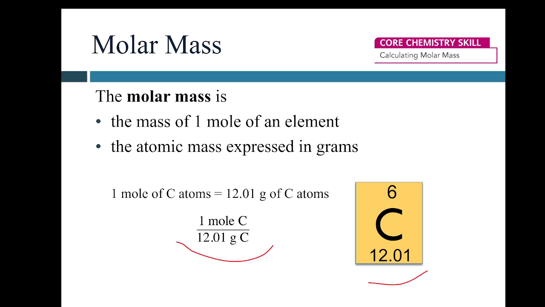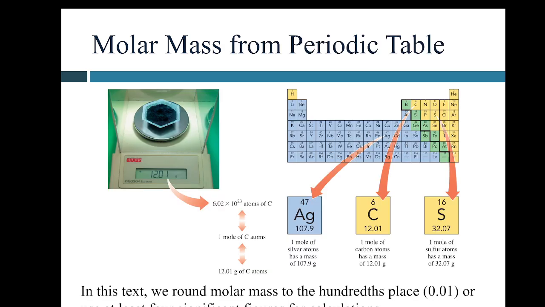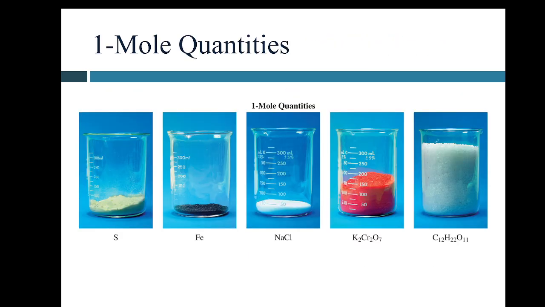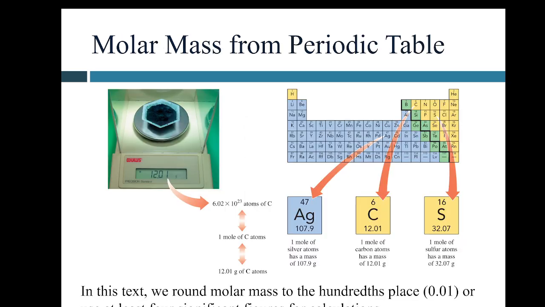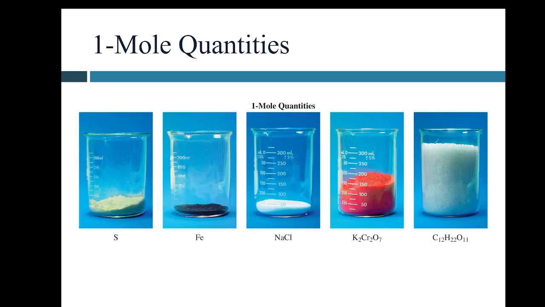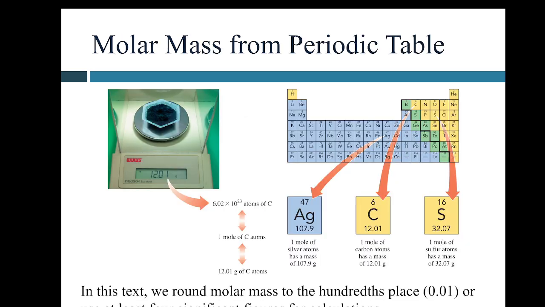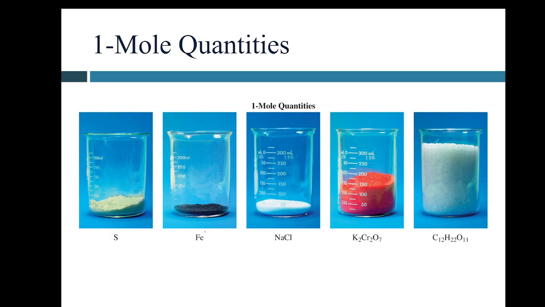So if we have, for example, 1 mole of sulfur, where do we get the mass for that? We go to the periodic table, we look at sulfur. That is the mass, isn't it? If we have 1 mole of iron, where do we get the mass? We go to the periodic table, we look at iron. That would be the mass of it, wouldn't it? And that's true for all of these.